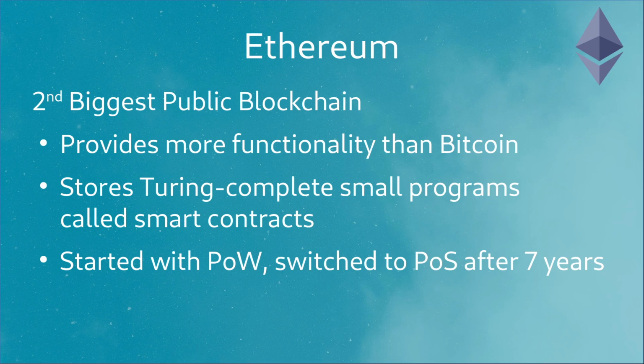Ethereum started with the proof of work consensus mechanism. It had always planned to switch to proof of stake, but because proof of stake is technically much more complex, they started with proof of work. And then eventually, after 7 years, Ethereum switched to proof of stake.